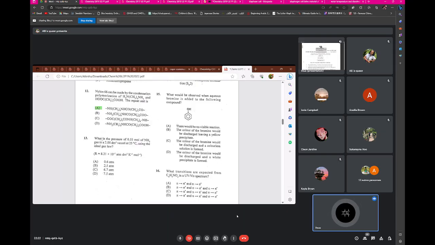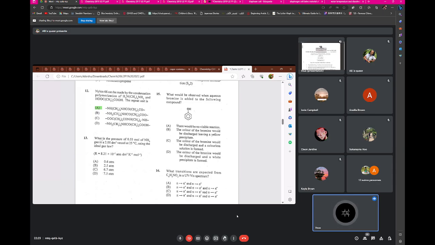So the pressure is... 0.55 moles of ammonia gas. Wait, what? Isn't this just the gas law? PV equals nRT, what is it? So is this PV called nRT? Yeah. Alright, and we don't have P, so it's going to be PV, I guess.